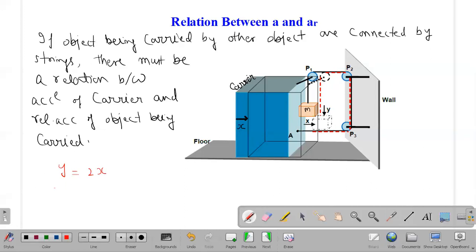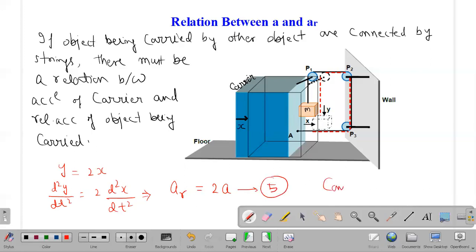Now I will differentiate it, which means the double derivative of y with respect to t should be equal to twice the double derivative of x with respect to t. The derivative of y is actually the relative acceleration, because the vertical motion of small m is its relative motion with respect to the carrier, and that relative acceleration should be equal to twice of a. That is my fifth equation, and sometimes we call it a constraint equation.